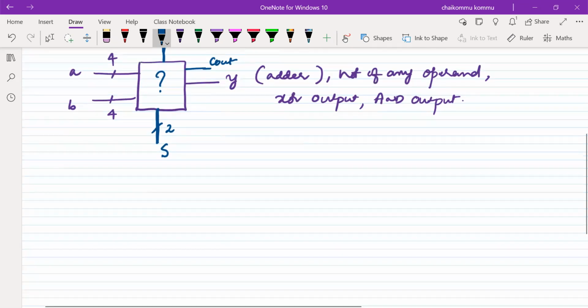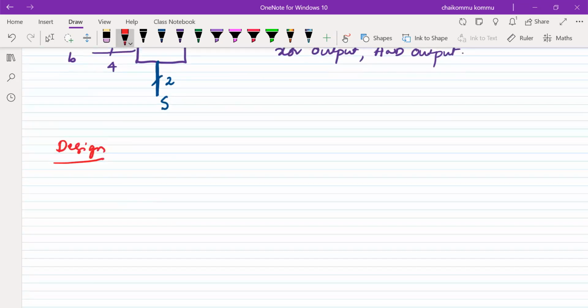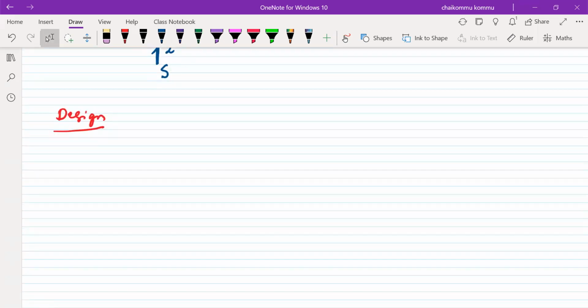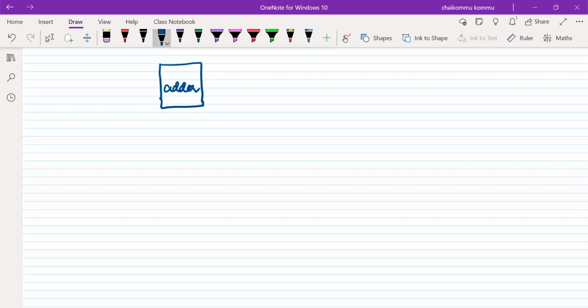So design. How do we design this one? As we know, a dedicated adder circuit is required for an adder operation. Therefore, I'm going to consider one adder circuit. The responsibility of this adder is to produce the adder output.